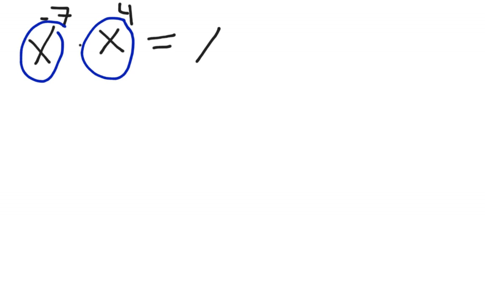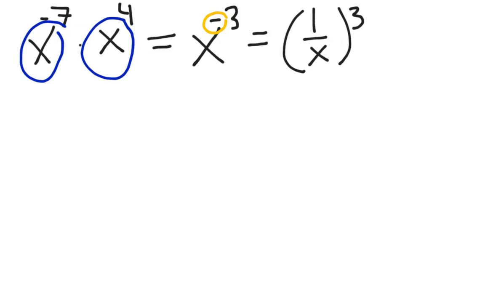So x to the negative 7 times x to the 4th is equal to x raised to the negative 3 power. I see that negative sign, and that tells me that I'm going to take the reciprocal of the base. My base is x. The reciprocal of x is 1 over x. This gives me 1 over x raised to the 3rd power, which is equal to 1 over x to the 3rd power, or my final answer.